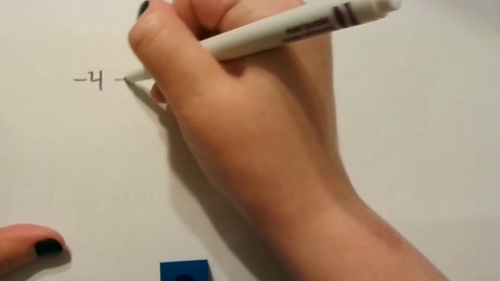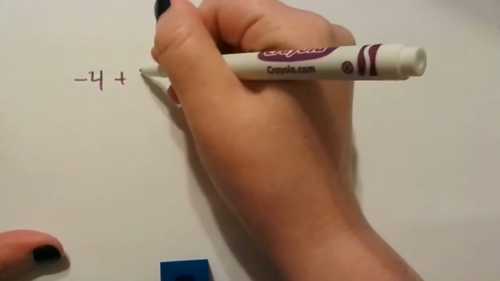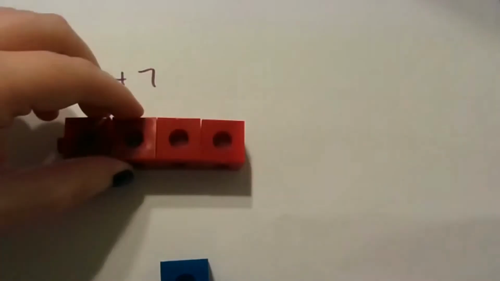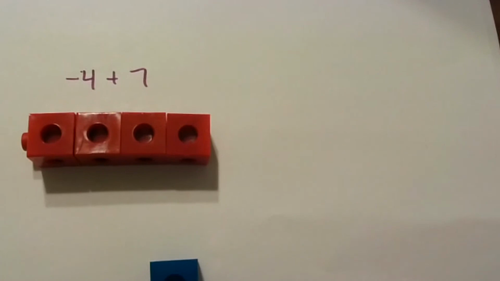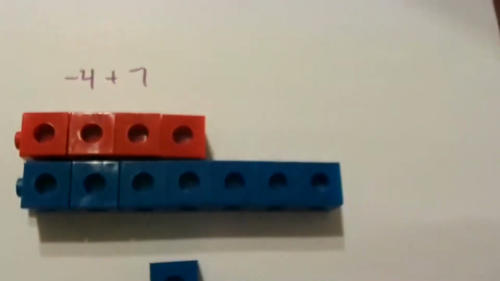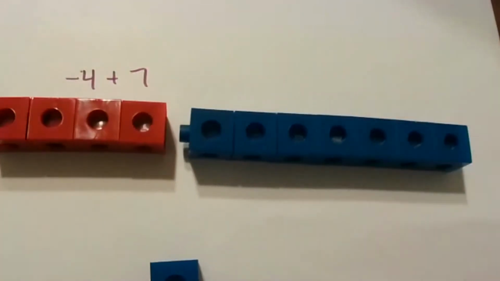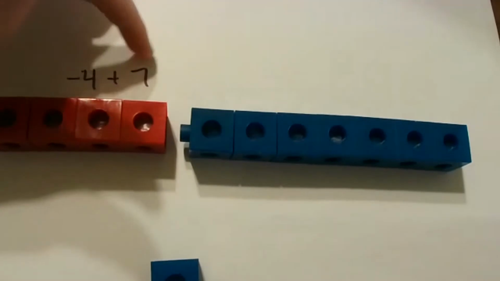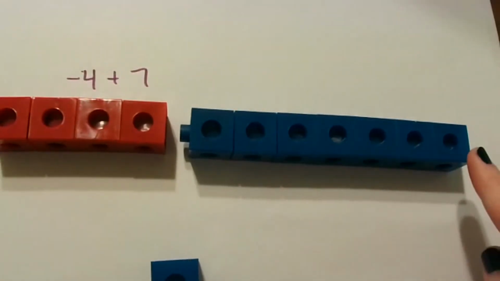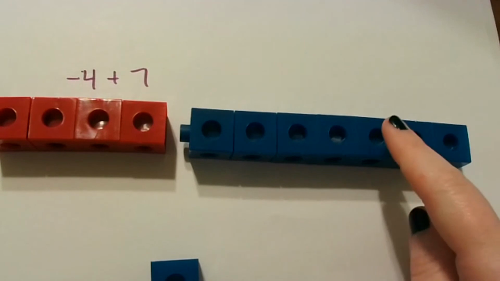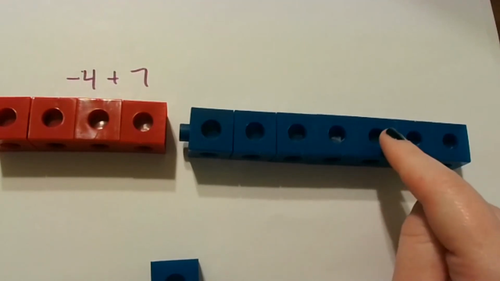Let's do -4 plus 7. So I need -4. Let me get my negatives. Here's my -4. And then I need 7. My -4 and my +7. So I want to zero out that -4. 7 is the bigger number. I have more cubes for 7, so this is the number I need to break apart. It has the greater absolute value.